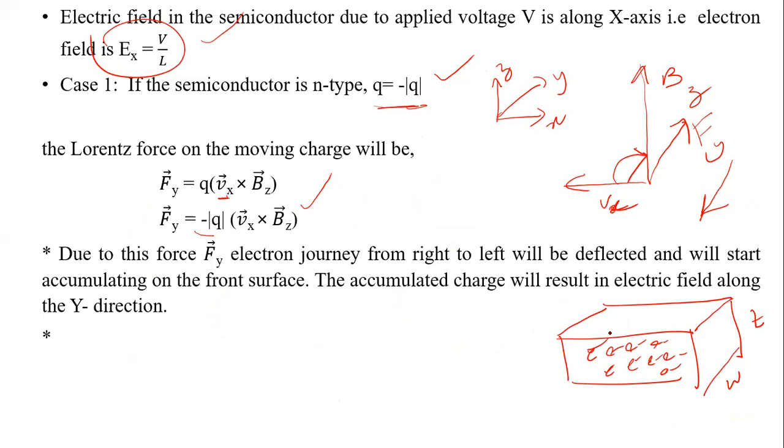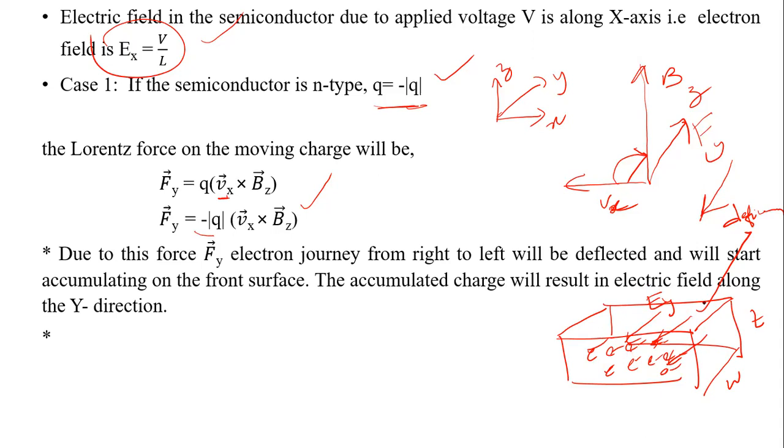So if more negative charges accumulate on the front surface, then on the back surface there will be a deficiency of electrons. That means you will have an electric field along the y-axis. This electric field is what we define as the Hall field, and the potential developed across this semiconductor is known as the Hall voltage.